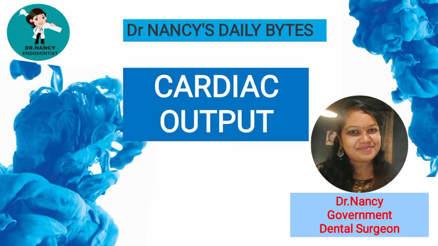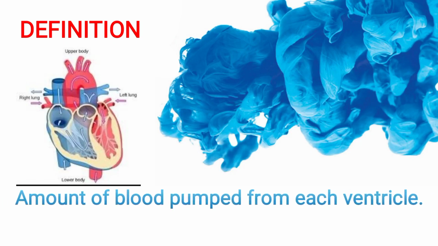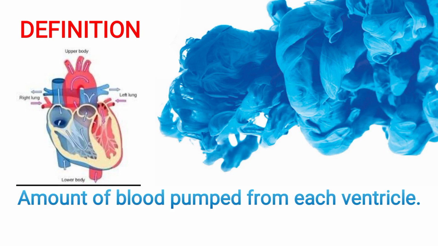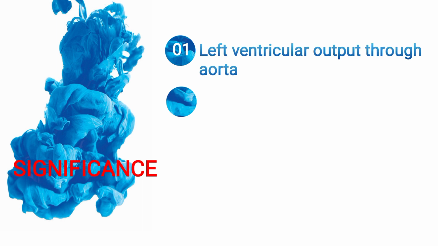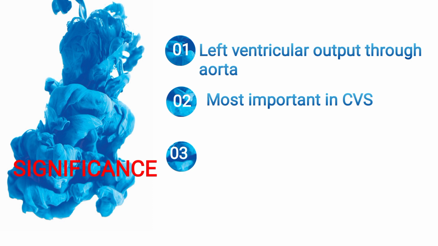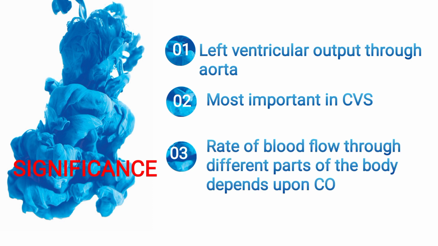Today's topic is cardiac output. Cardiac output is defined as the amount of blood pumped from each ventricle. It is really significant because it denotes the left ventricular output through the aorta, and it is the most important in the cardiovascular system because it denotes the rate of blood flow through different parts of the body.